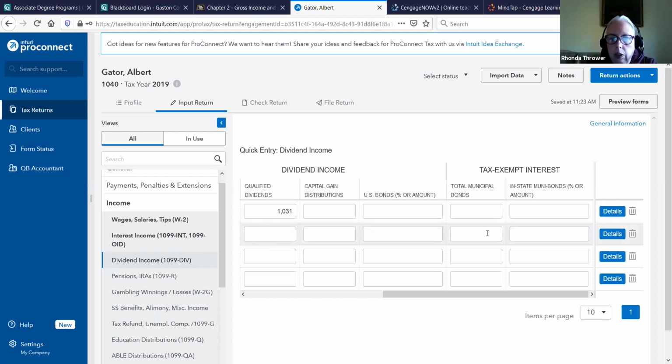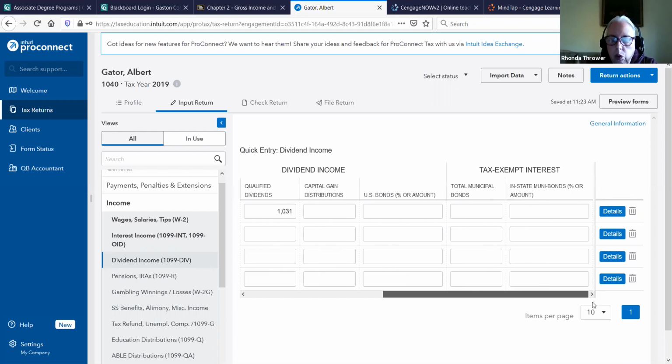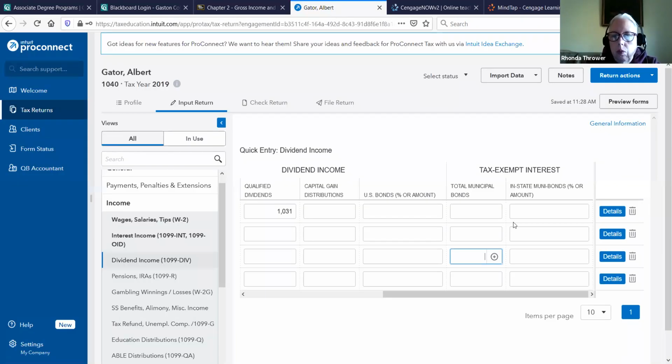And so we would put in the amount for that, and make sure you're on the right line for that, or the right box, which is the third box here. It's where we're going to record it. And the amount of that is going to be $751. And it is, in this case, tax exempt.